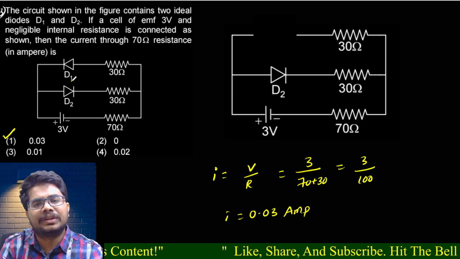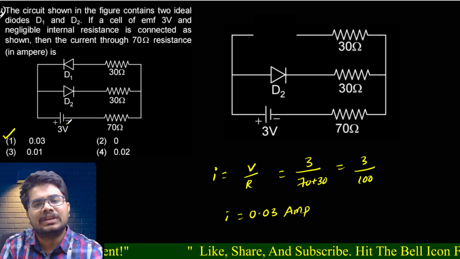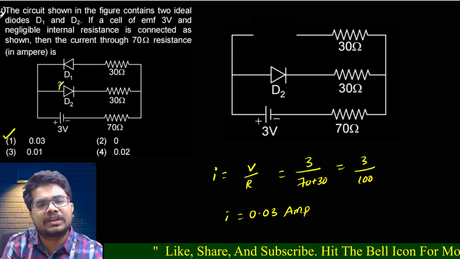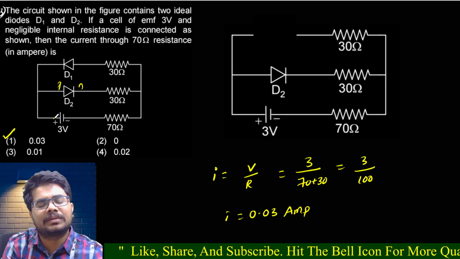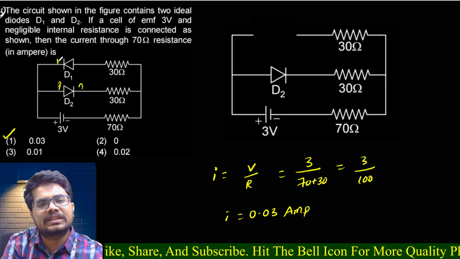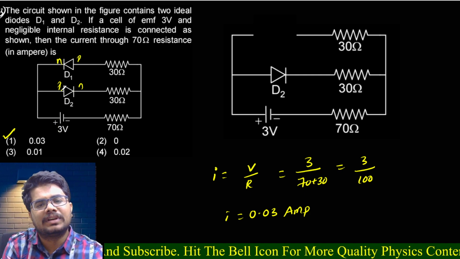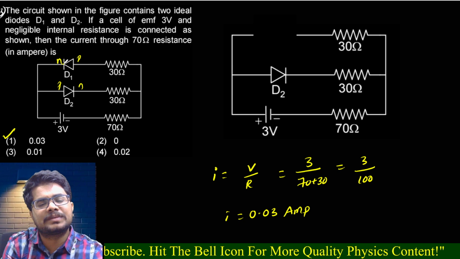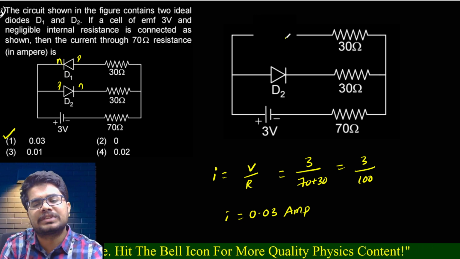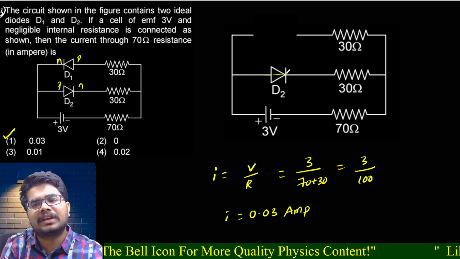They are given two diodes, D1 and D2, connected to 3 volts. This is positive, this is P type, N type. When P is connected to the positive terminal, it is forward bias. N is connected to the P type through the positive terminal, so this one is reverse bias. Reverse bias means it acts like an open circuit, so in that case it acts like a plain wire like this.